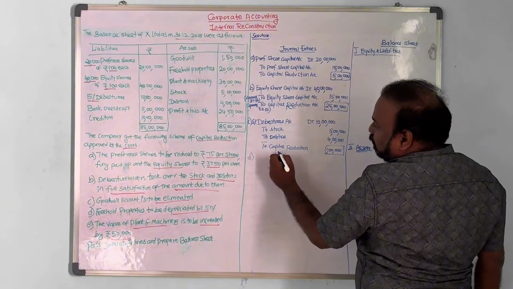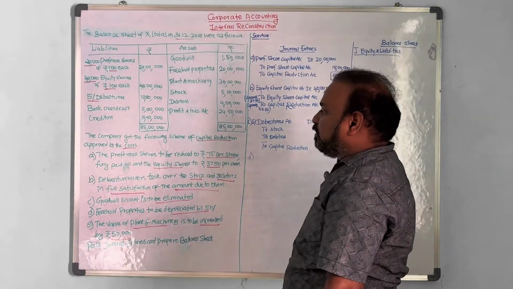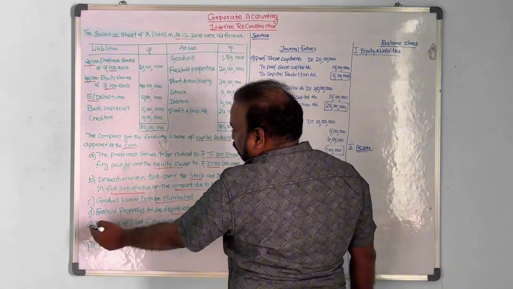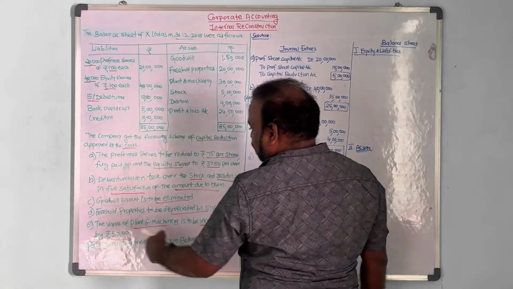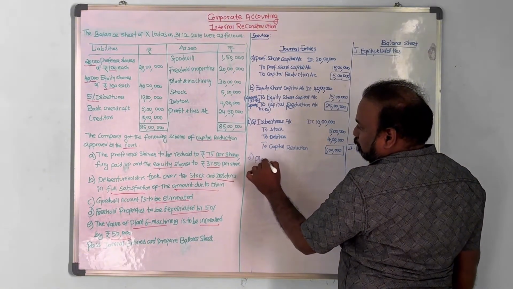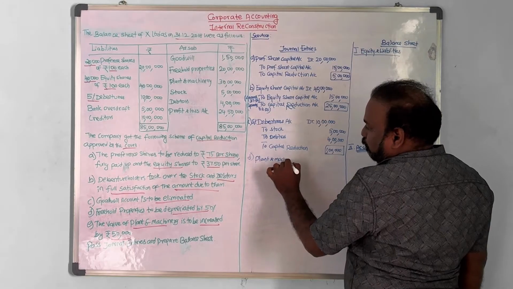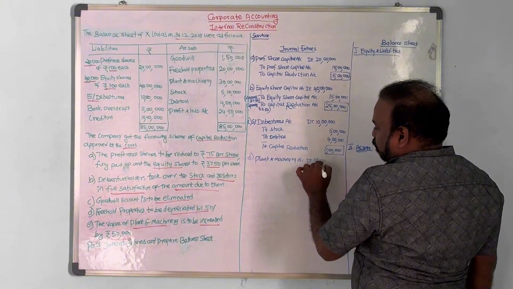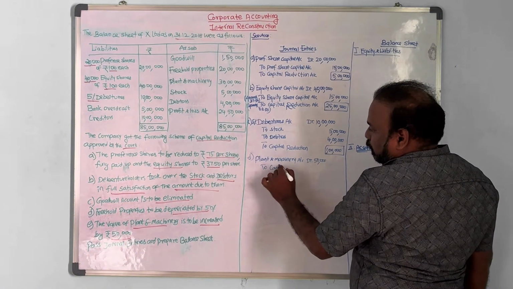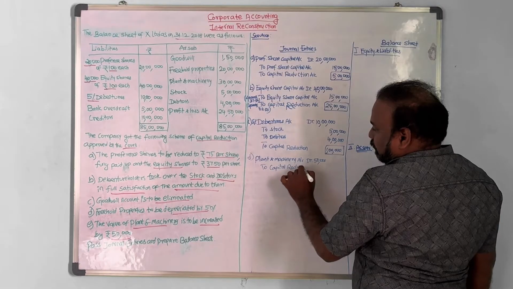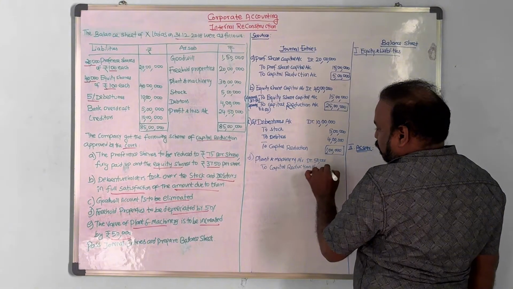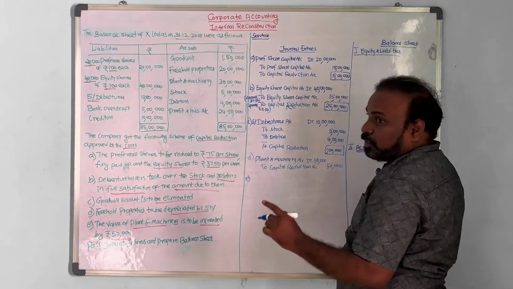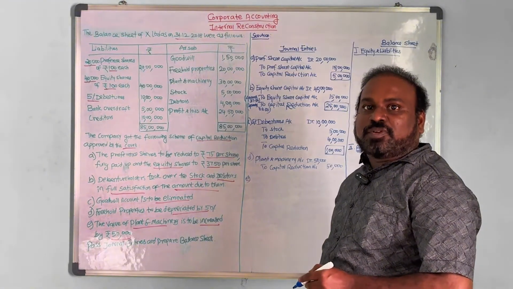Before writing off the intangible asset and fictitious asset, we need to see whether there is any increase in asset. We have the fifth one, E: the value of plant and machinery is to be increased by 50,000. So, plant and machinery account debit 50,000 to capital reduction account 50,000. That's it.